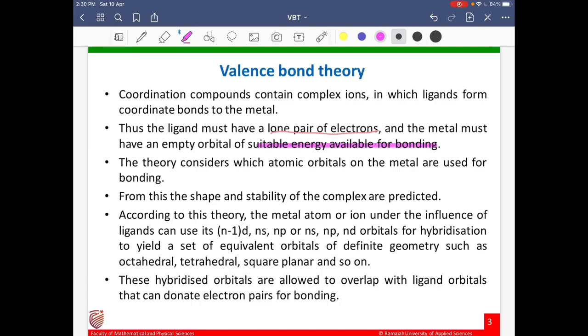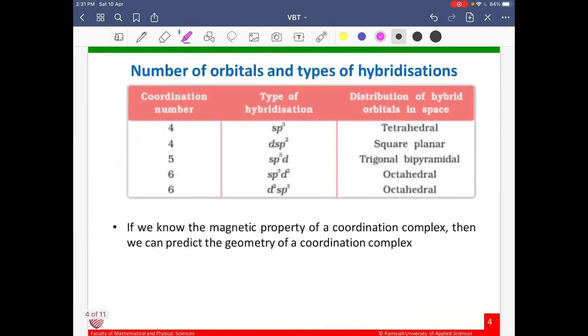According to this theory, the metal atom or ion under the influence of ligands can use (n-1)d, ns, np orbitals for hybridization to yield a set of equivalent orbitals of definite geometry such as octahedral, tetrahedral, square planar and so on. These hybridized orbitals overlap with ligand orbitals that can donate electron pairs for bonding. Here the number of orbitals and types of hybridization are given. If the coordination number is 4, two types of hybridization and two types of distribution of hybrid orbitals in space can be obtained.